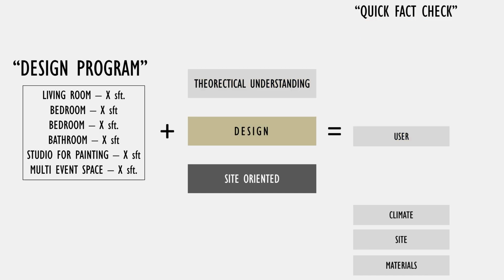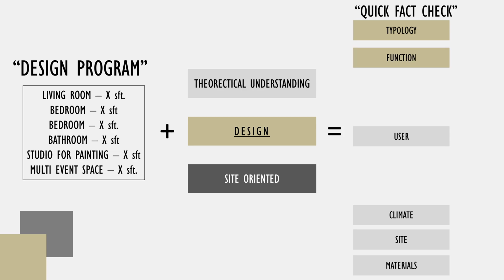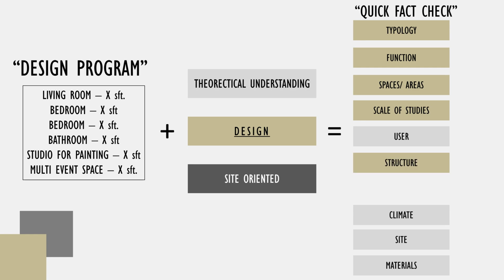Now let us understand all the words which are related to the design criteria, or the quick fact check words which are related to design criteria. Typology and spaces can also come under design criteria. Scale of studies is how big or complicated the design is going to be. Structure is how the structure is being designed, what type of a structural system is being applied, what are the mechanisms and structural infrastructure that is being applied into the design.